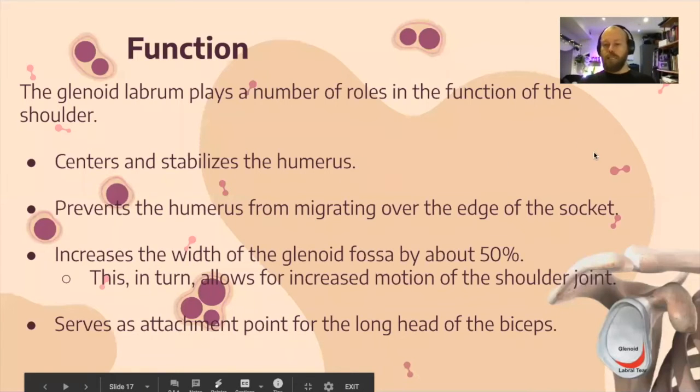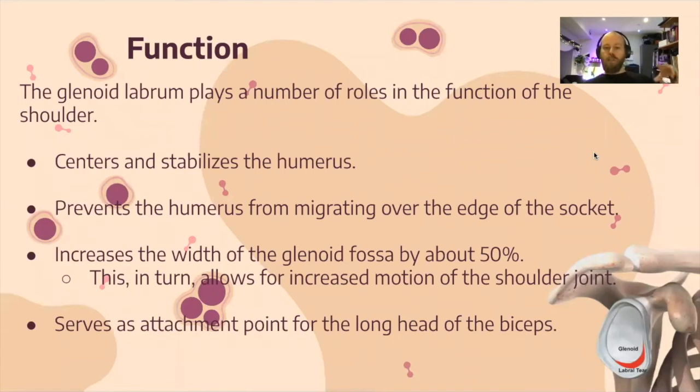The glenoid labrum plays a number of roles in the function of the shoulder. It centers and stabilizes the humerus. So it centers and stabilizes the ball in the socket. As part of that, it prevents that humerus from migrating too far outside of the socket. So it keeps the ball in the socket, basically. It also increases the width of the socket by about 50%. So not only does it keep the ball in the socket, it makes the socket wider and bigger. So in all these different ways, it's contributing to stability of that joint.